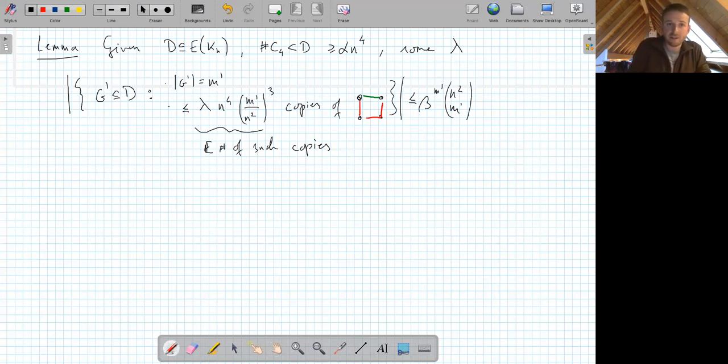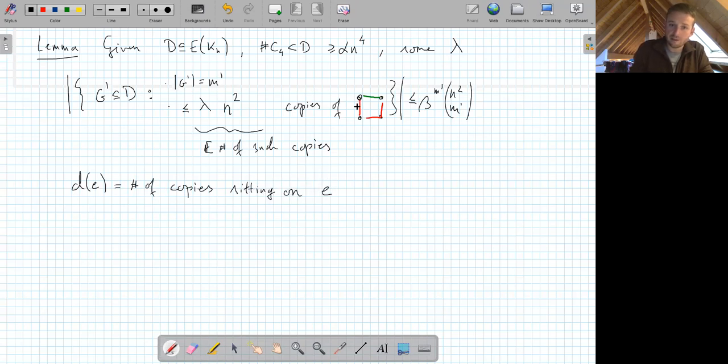Good. So let me continue. Now, what is this value here? If you do the calculation, this is just n square. Good. Now here's the main point. Let us denote with D of E the number of copies sitting on E, so the number of copies of this thing sitting on E, with E being this edge here. What this tells us is that if we take a graph G prime which has at least this many copies, then this is at least say alpha n squared.